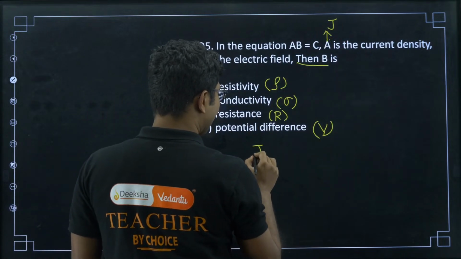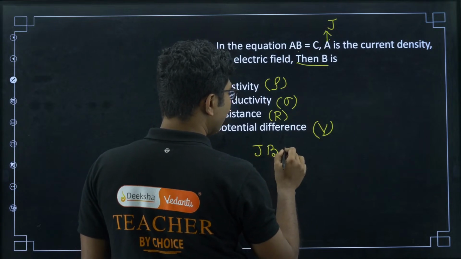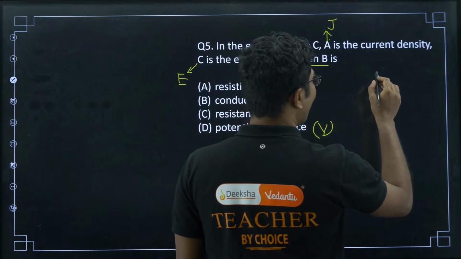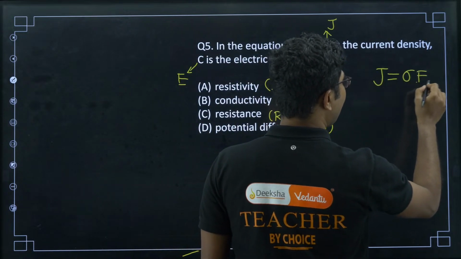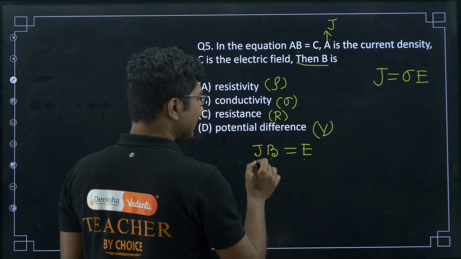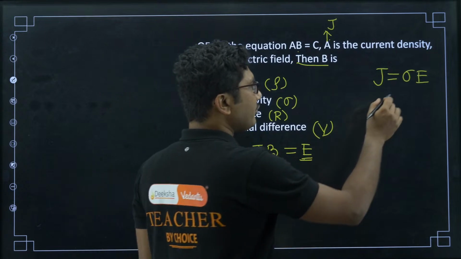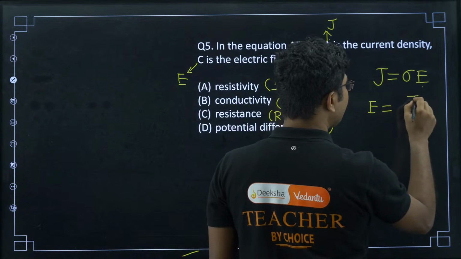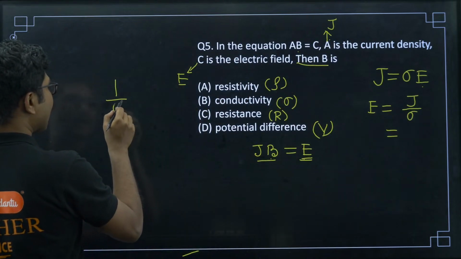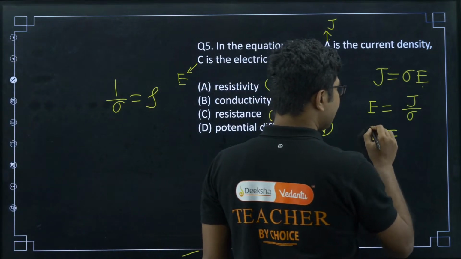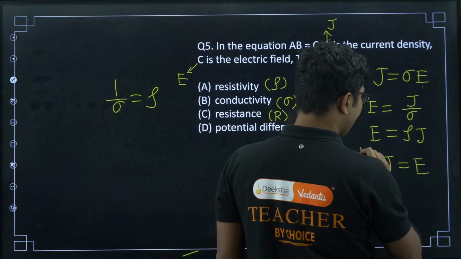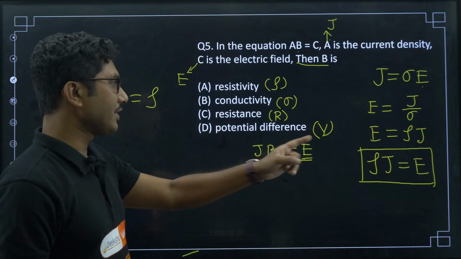So what is AB? A is current density, so J. B we do not know. J into B equals E. Now we know one equation, J equals sigma E, which is the other form of Ohm's law. Here J is with another term where E is alone, so first we have to make E alone. E equals J divided by sigma. Now 1 by sigma, that is 1 by conductivity, is nothing but resistivity. So E equals rho J, or rho J equals E. This is the equation that is given to you smartly.